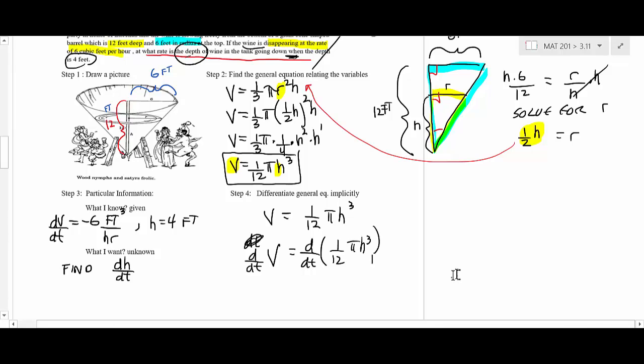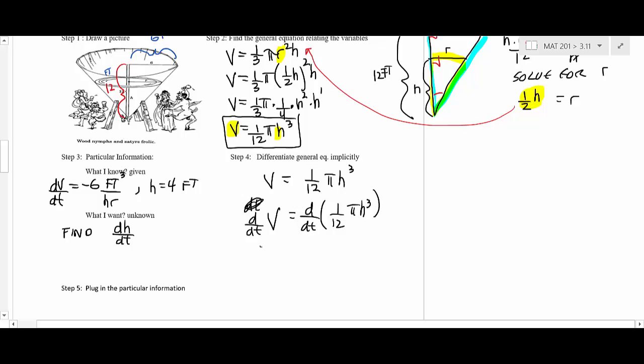So now it's just calculus skills and differentiating. Left side: how are you going to write the left side? dV over dt. Do you know dV over dt? Yeah, I gave it to us, so later in the problem we'll have to use that, right?